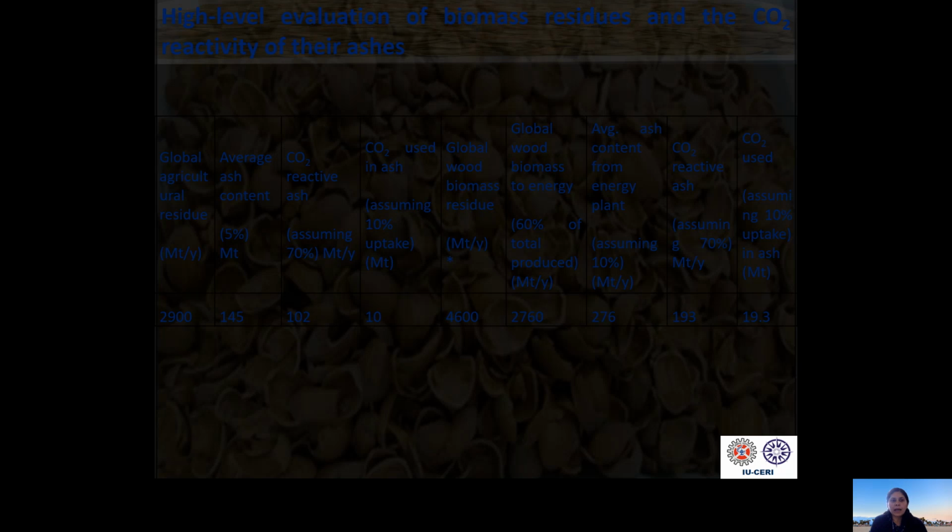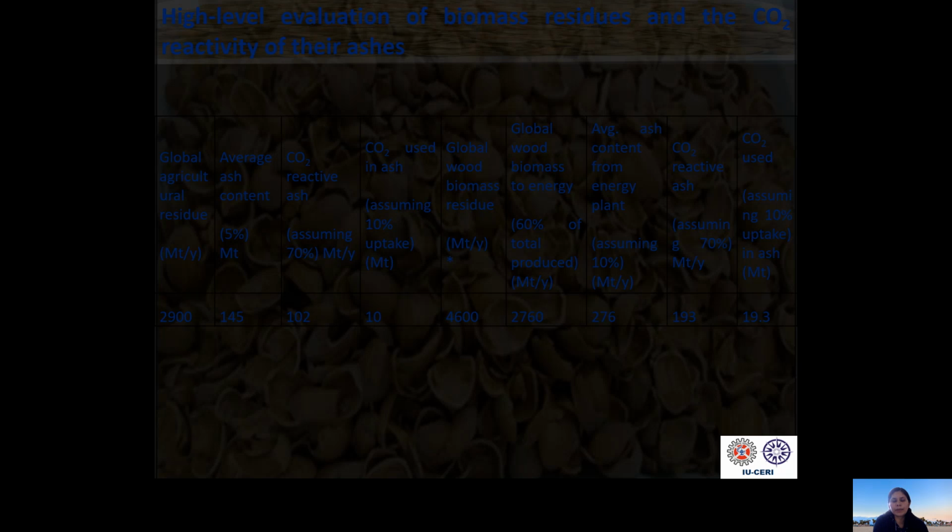So we have established this proof of concept, and this high-level evaluation of biomass residue and the CO2 reactivity of their ashes shows that, for example, global agricultural residue available is about 2,900 megatons per year. If average ash content is about 5%, and assuming about 70% of ash is reactive, we can imbibe or embody about 10 million tons of carbon dioxide in this amount of ash, assuming 10% uptake in these ashes, whereas in some of our materials we have seen much higher CO2 uptake.